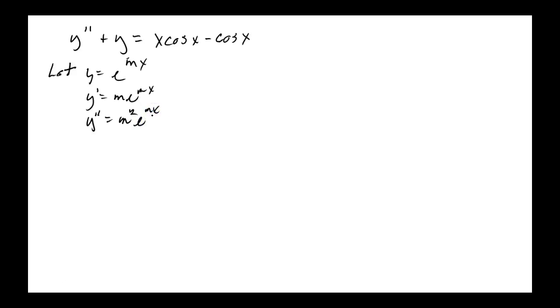Now, if you can avoid that, that's fine. When you plug this into your left-hand side alone, you get m squared, and I'm going to leave out the e to the mx because that's never equal to 0. And this is your complementary equation: m squared plus 1 is equal to 0. And we know that's never the case in the real number system.